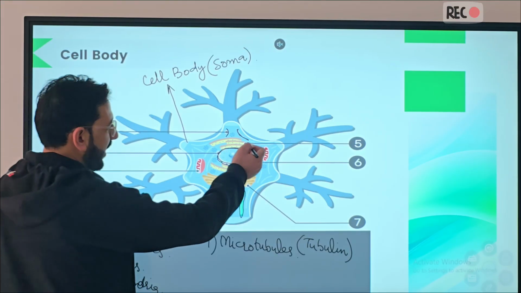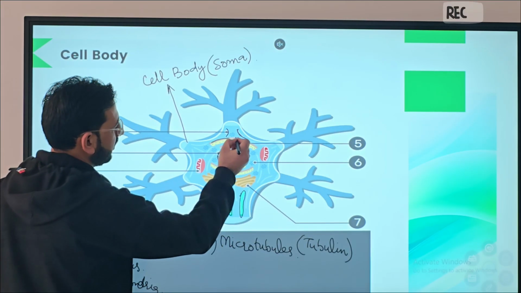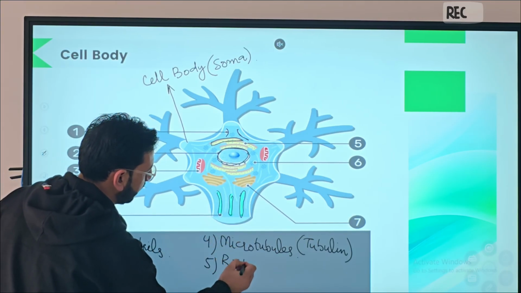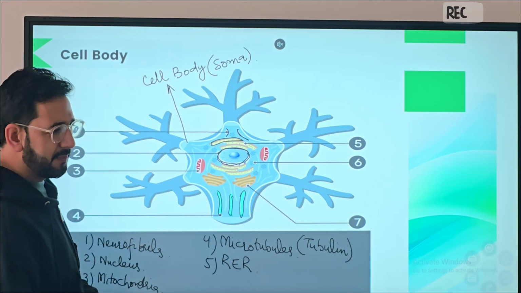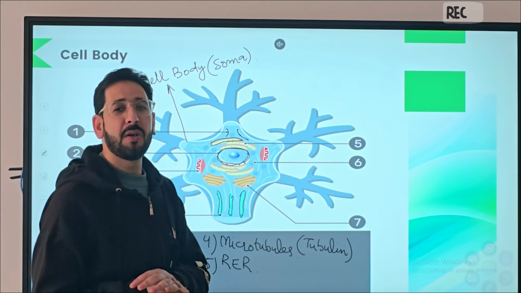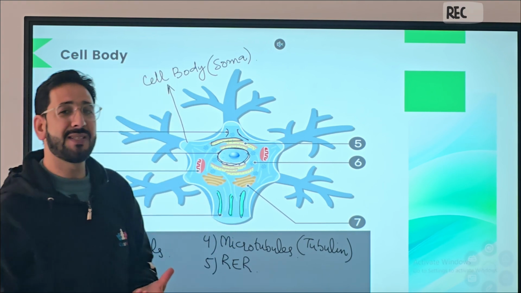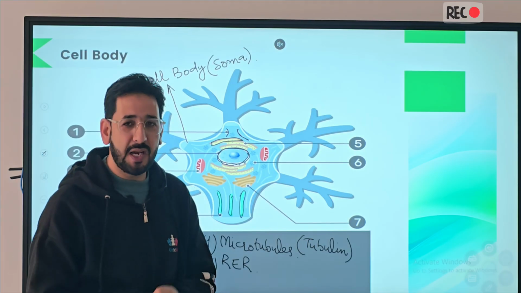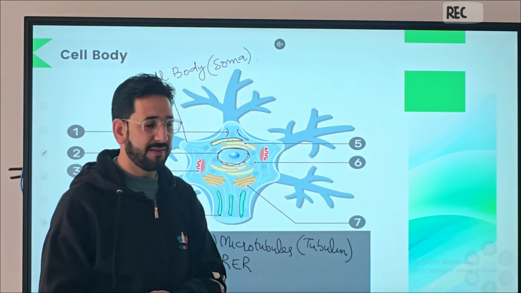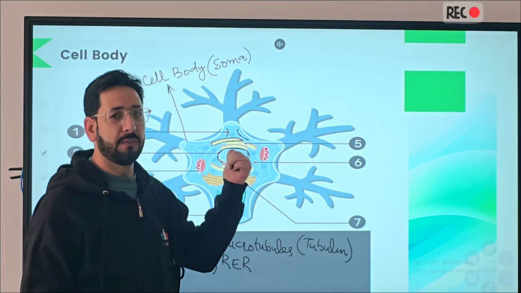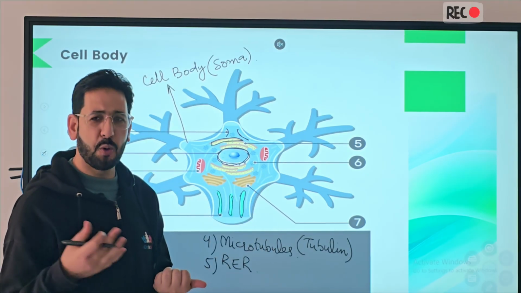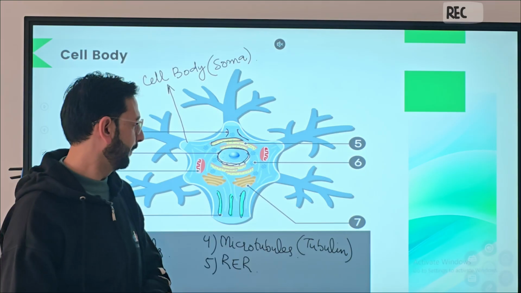Now, the fifth part is right here. Okay, these structures here are the rough endoplasmic reticulum. Now, rough endoplasmic reticulum, as you all might be aware, is involved in the synthesis of proteins because it contains granules on its surface, and those granules are the ribosomes, and ribosomes are the protein factories inside the cell. So this rough endoplasmic reticulum is involved in the formation of proteins. There are different types of proteins that can be synthesized inside the cell body.